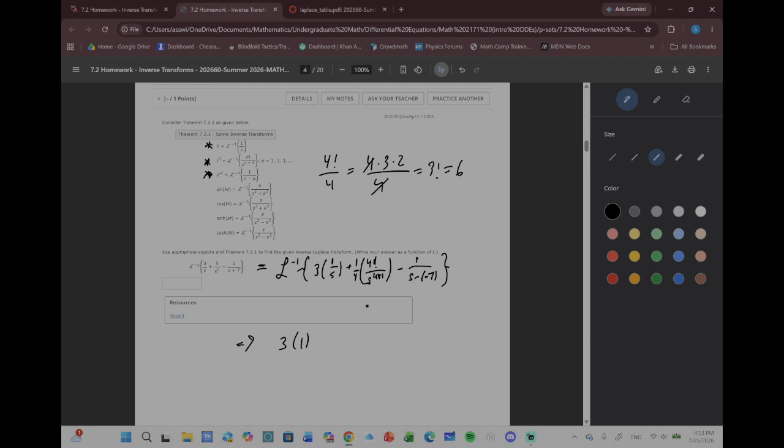3 times 1 plus 1/4 times t to the 4th, because n is 4 in this case, minus e to the minus 7t, because a in this case is minus 7, and this is just going to be equal to 3 plus t to the 4th over 4 minus e to the negative 7t, which should be our solution.